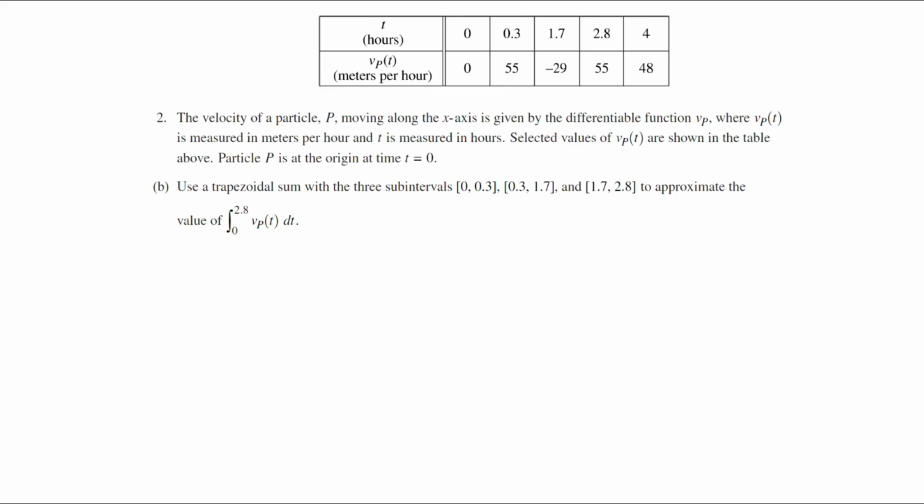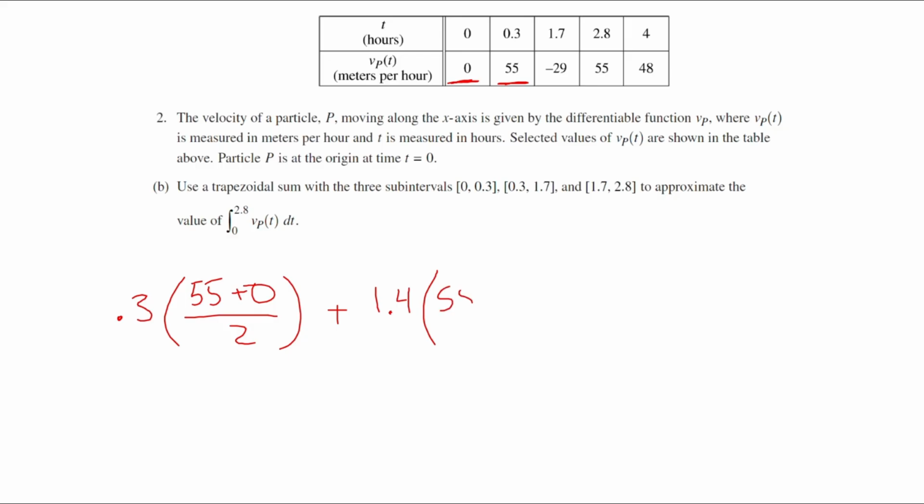The first height of the trapezoid is the width from 0 to 0.3, so that's 0.3. And then we're going to multiply that by 55 plus 0 divided by 2, right? That's our 2 velocities on the first interval there. And then we'll do the next interval. 1.7 minus 0.3 is 1.4. So it'll be 1.4 times 55 plus negative 29, or 55 minus 29, over 2.